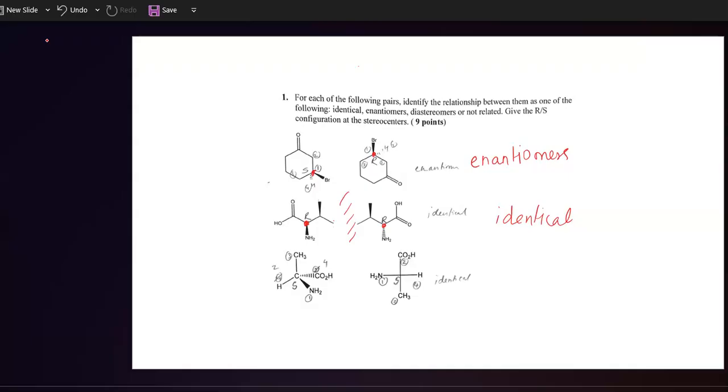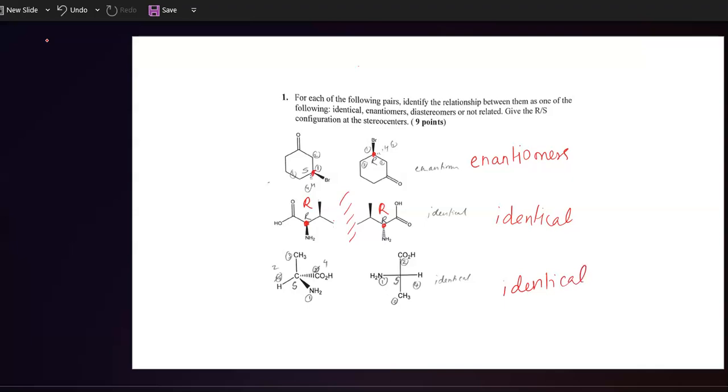Or if you're not sure, just do the priority again, and you can see that this is R, and this is also R, which means that if you have exactly the same absolute configuration at the two chiral centers, then they have to be identical. The last pair is again the same, that they both have exactly the same absolute configuration, so they should also be identical.